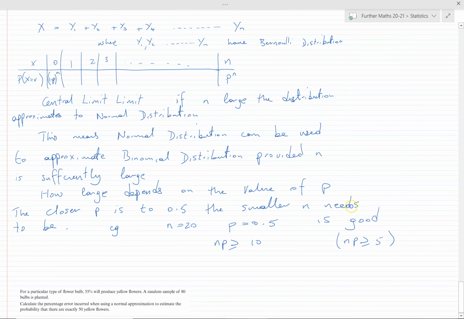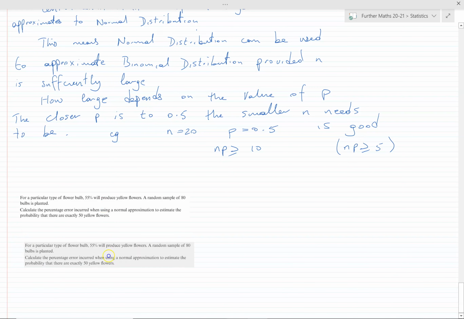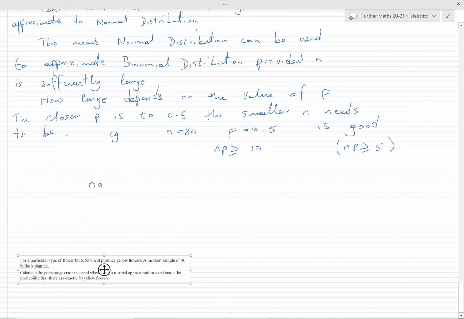Just to summarize, because I've probably waffled on a bit: n large, p close to 0.5, but hopefully you can see it doesn't have to be that large if p is close to 0.5. So those are the two criteria, and some people refer to the value of np as an absolute thing. People like rules, don't they? np greater than 10, good. np less than 10, no good. I don't look at it that way. It's a kind of sliding scale.